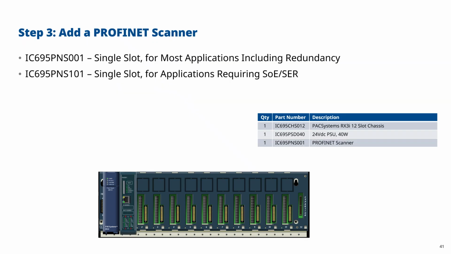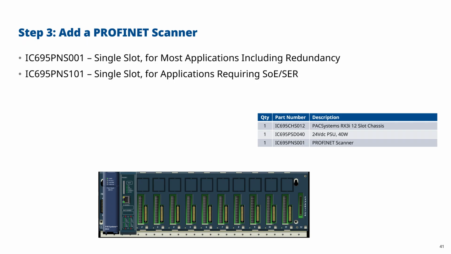Now, because this is remote I/O, we don't need a CPU. Instead, we use a PROFINET scanner. So for most applications, including redundancy, you would use the IC695PNS001. We do have the advanced PROFINET scanner, which is the IC695PNS101. This is only used if you need sequence event reporting or sequence of event recording, and that has extra firmware to allow us to record inputs at 1 millisecond intervals from specific I/O modules. But for most applications, including redundancy support, you would just use a PNS001.